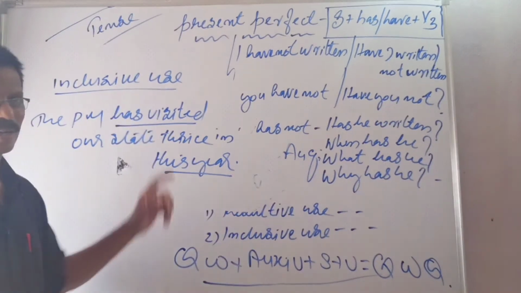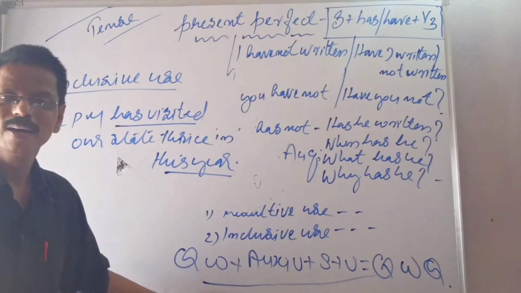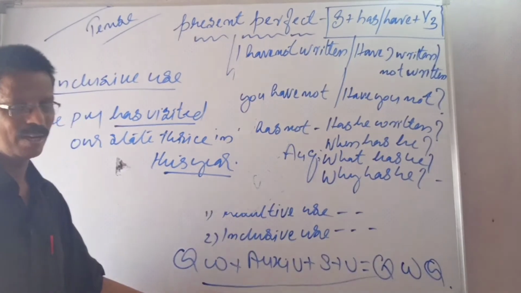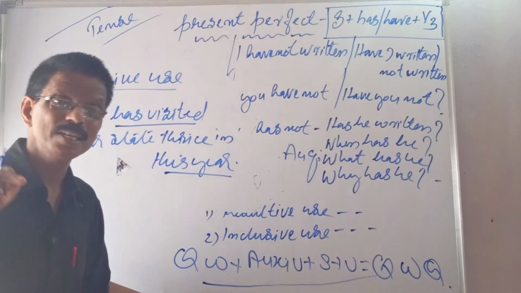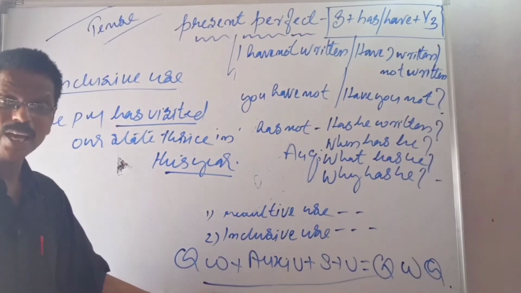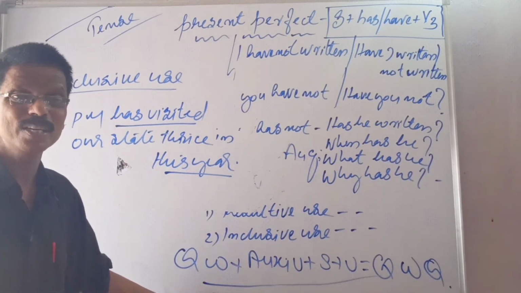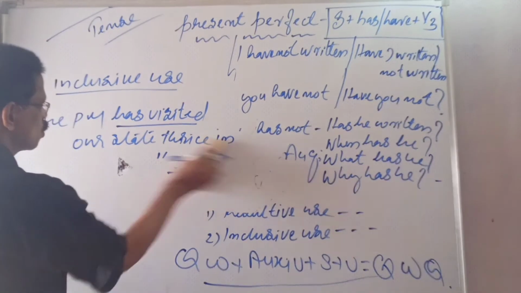Inclusive use. These two are the main uses of present perfect. Number one, resultive use: the result of an action continues in a present period of time. Another one, inclusive use: it can be included in a present period of time. That is the present perfect tense. These two you should remember.